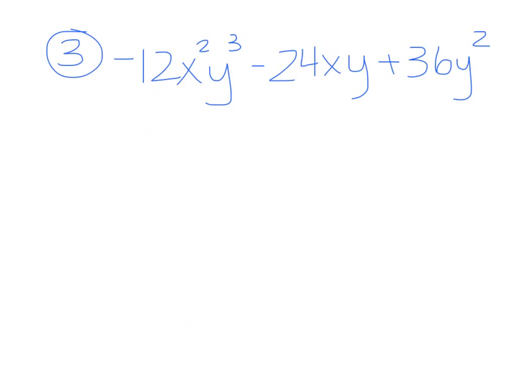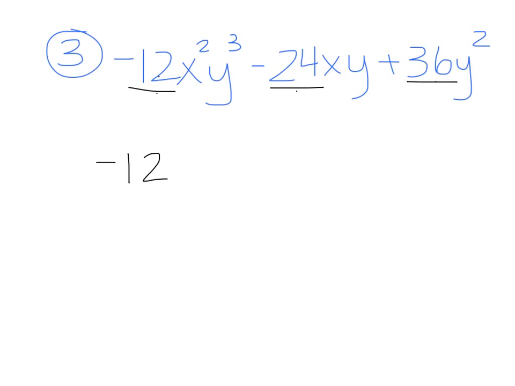Now we're going to look at this last one here. First, let's look at the numbers out front. We have negative 12, negative 24, and 36. The biggest thing that will go into all three of those is going to be negative 12, because 12 goes into 12, 12 goes into 24, and 12 also goes into 36. Nothing bigger than 12 will go into 12. So the number that goes into all three has to be either equal to or smaller than the smallest number there. Let's look at our x's.